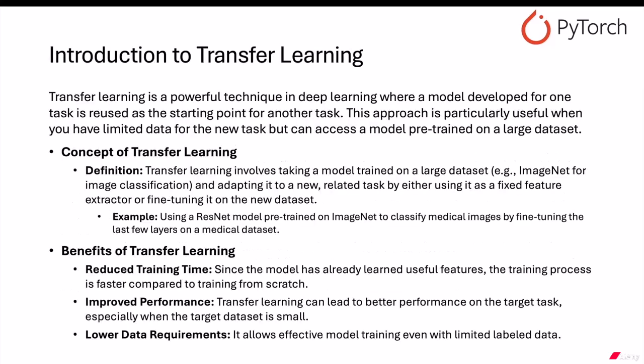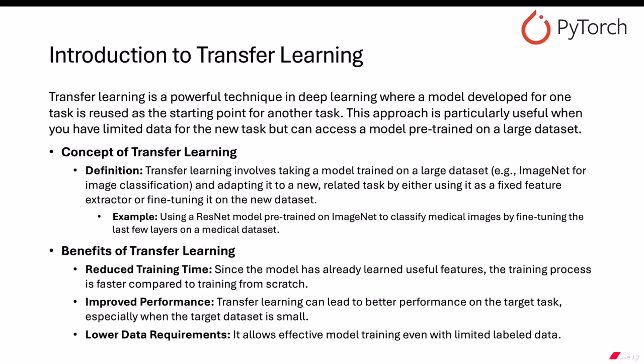Introduction to transfer learning. Transfer learning is a powerful technique in deep learning where a model developed for one task is reused as the starting point for another task. This approach is particularly used when you have limited data for the new task but can access a model pre-trained on a large dataset.